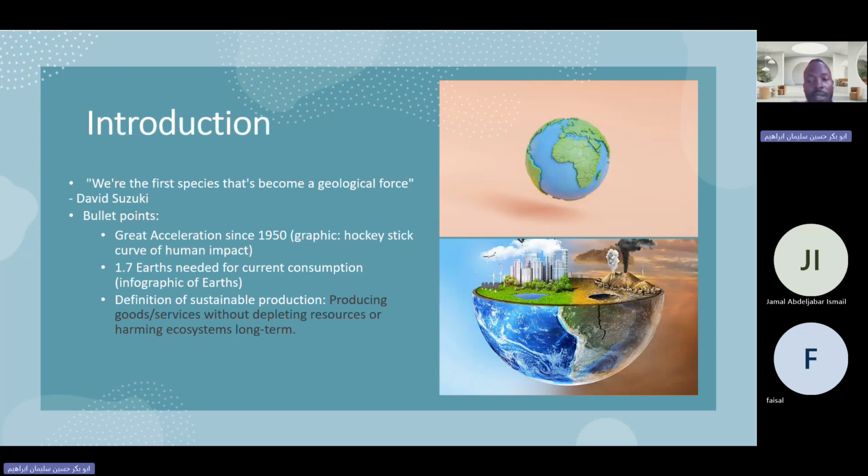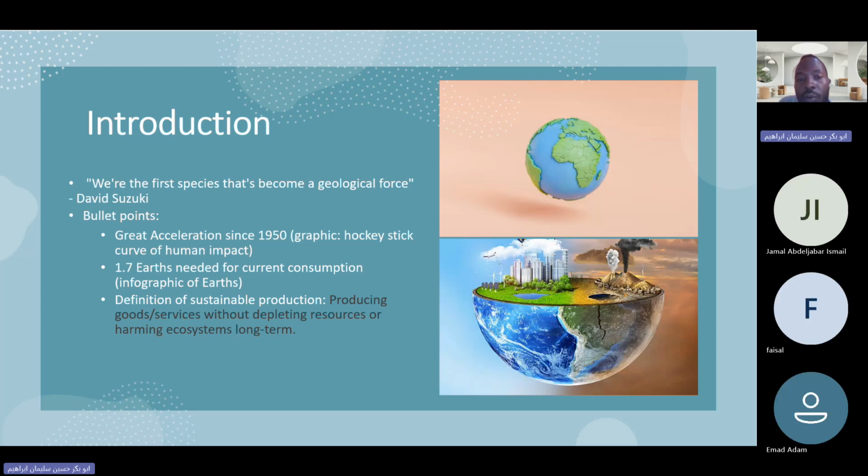Additionally, on our Earth right now, to be more balanced, we need other Earths to absorb the emission of gases like carbon monoxide and carbon dioxide. As I mentioned, 1.7 Earths are needed for the current consumption, because of the huge number of industries and very limited plants. We know that plants absorb carbon dioxide and release oxygen. We need more plants to reduce this emission.